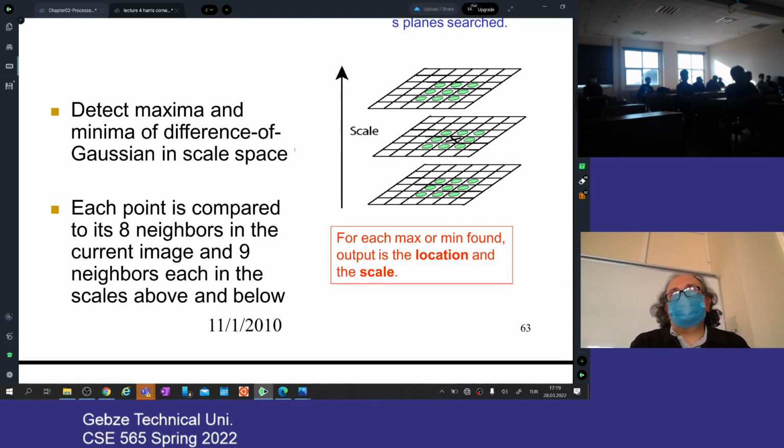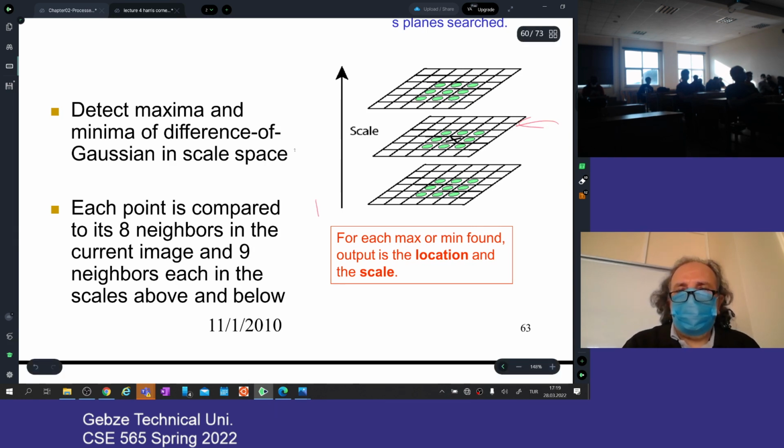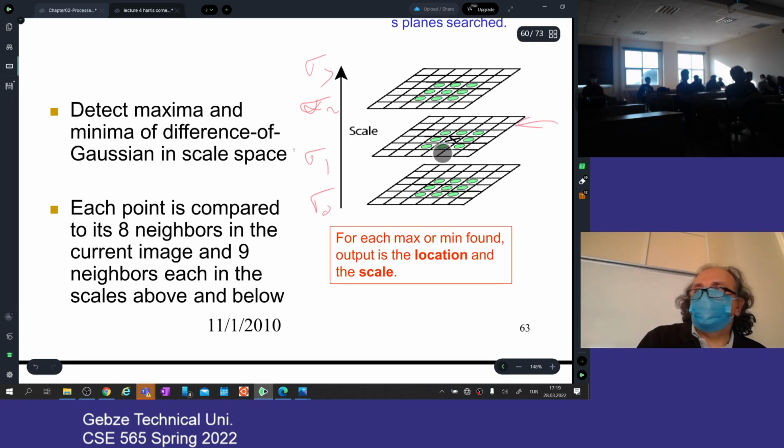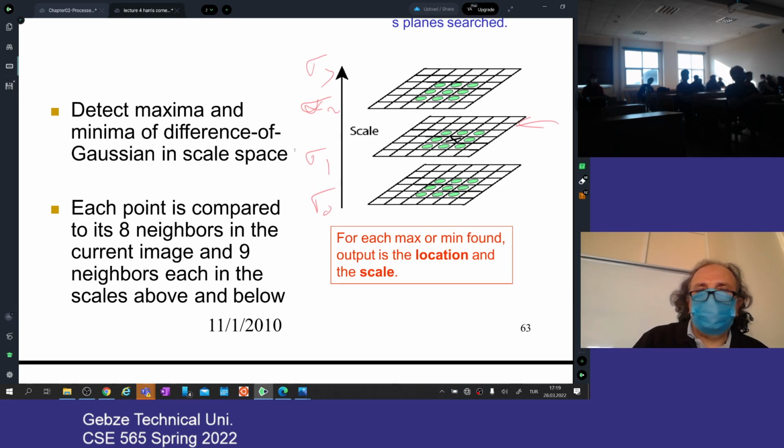I said if I am larger than all of them, then I am special. Also, if I am smaller than all of them, I am a special point too. So for each max or min found, the output is the location and the scale. So scale is this. Remember, this is sigma 0, sigma 1, sigma 2, and sigma 3. The scale is important. Also, the location is important too.